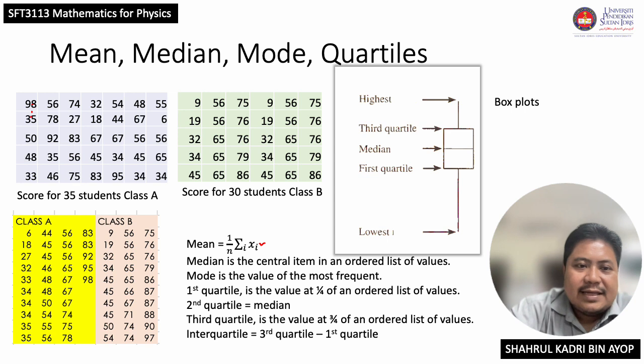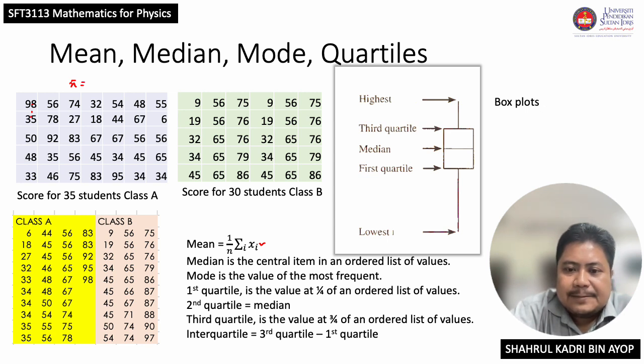In this case, the mean for this data, we can write x mean is 54. For class B, the mean is 63.1. So we sum all of it and then divide by the number of the data.